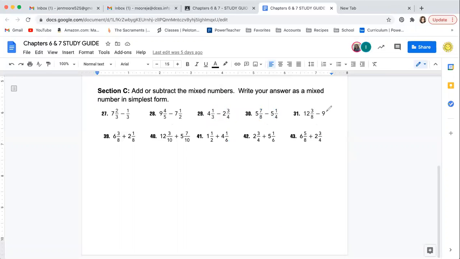Look at number 31. Will there be regrouping involved? I'm trying to take a fraction that's probably close to 1/2 and subtract, oh, there's no fraction at all. So I will probably be able to do some subtraction without regrouping for this one, okay?